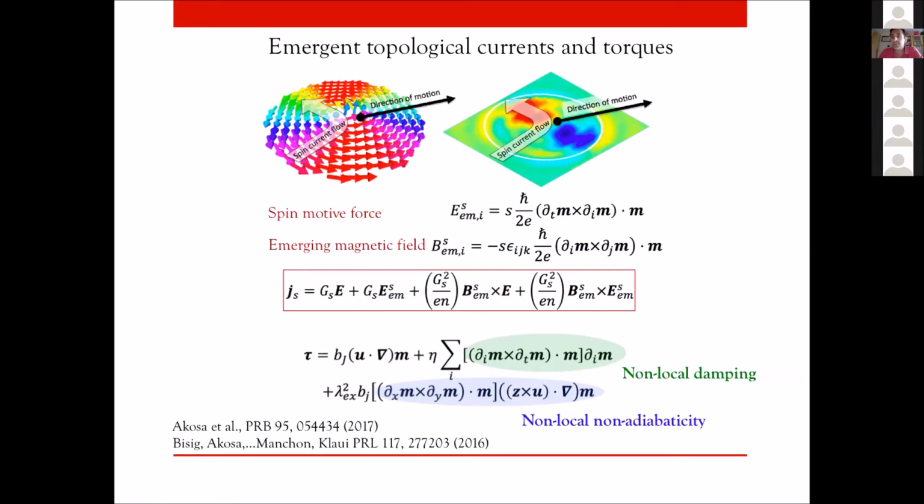Now, the reason it's interesting is because this is proportional to a spatial derivative of the skyrmion. It's actually at the second order. It's dm over dx cross dm over dy. So it means that the smaller the skyrmion, or the smaller the vortex, of course, the larger this term here. So now we have a mechanism that enhances the non-adiabaticity when the skyrmion gets smaller.